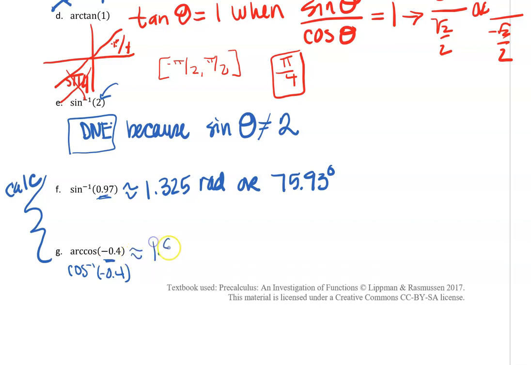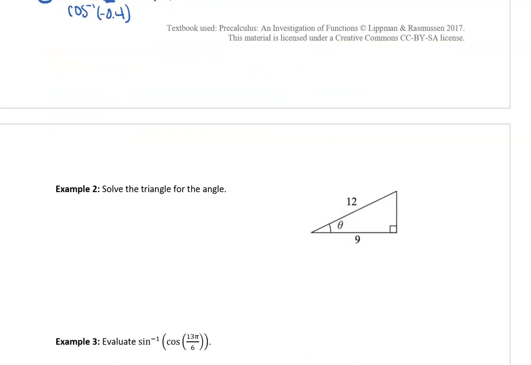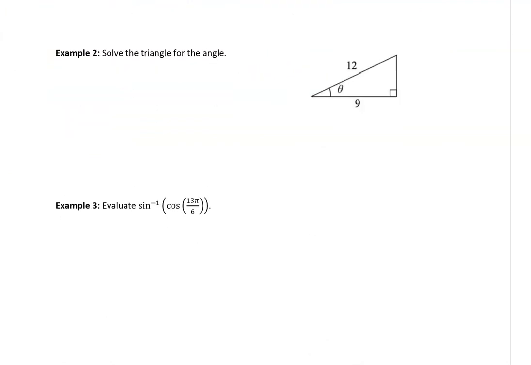In radians, you would get 1.982 radians. Or if you were in degrees, you get 113.58 degrees. Be careful with your rounding. Again, make sure you're in the correct unit that the question is asking you for. Now, this was just the basics of figuring out what these functions evaluate to in terms of arc. Let's look at how it's going to benefit us and why we even need to learn these inverse functions.